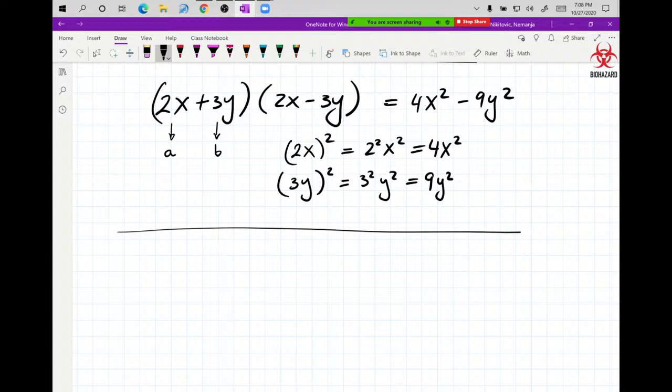One more example from the book, and then we go to the next rule. There is really not much to this, as you can see. Pick up your a, pick up your b, square them, and you're done. 3x squared plus y squared. And over here we have y squared minus 3x squared.